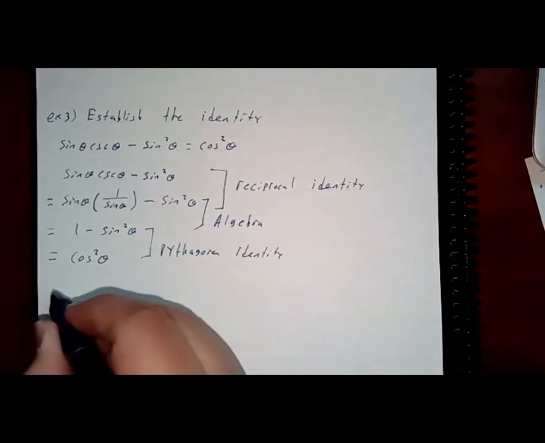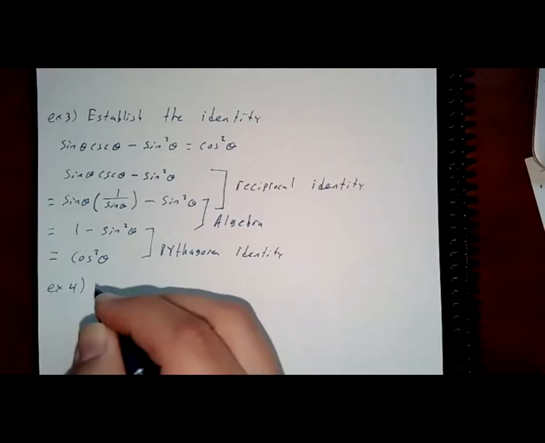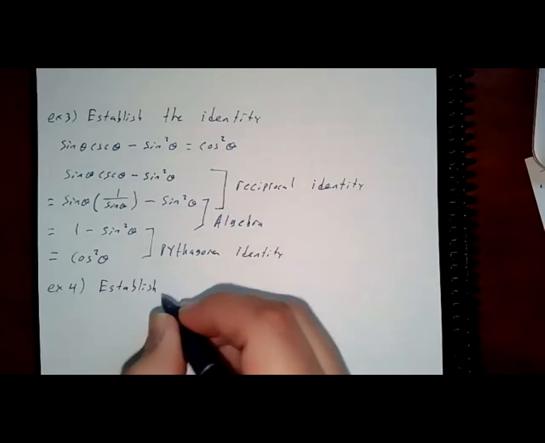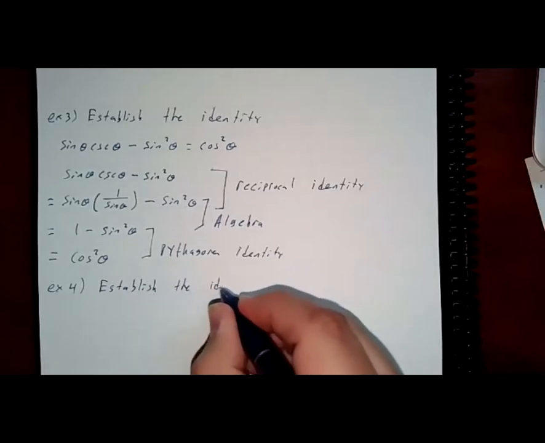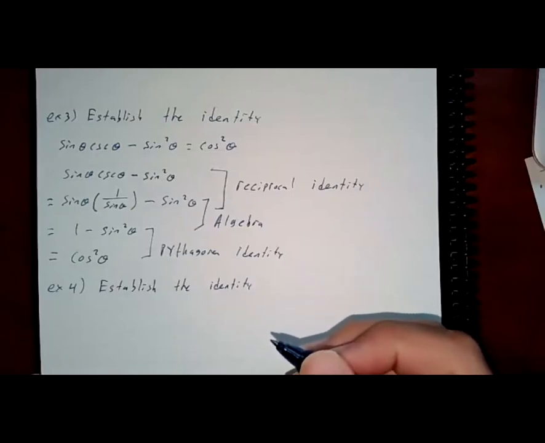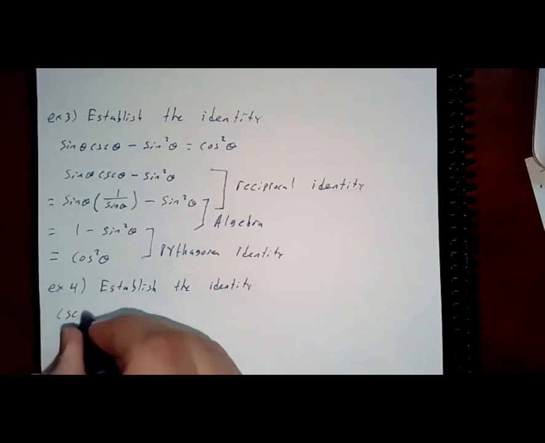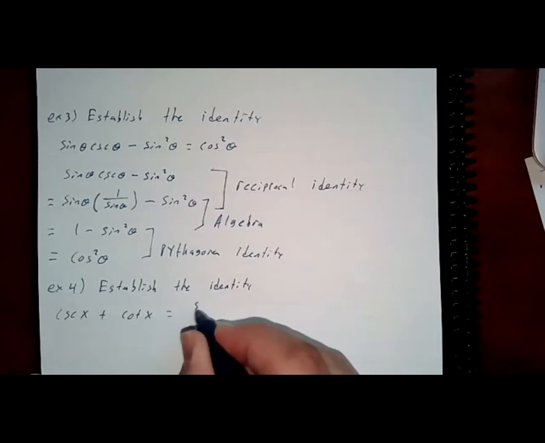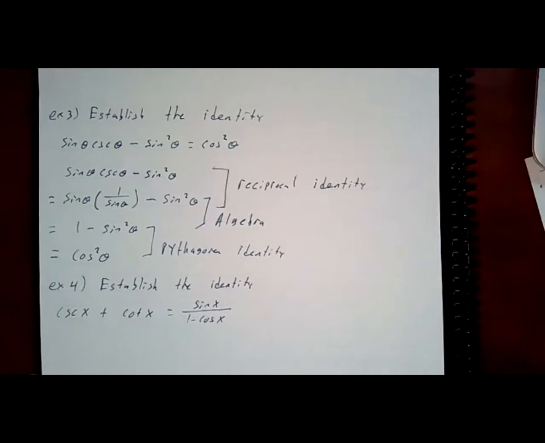Let's do a couple more and then we'll call it a night, I suppose. I'll let you think about this because this takes a lot of practice. Okay. So cosecant x plus cotangent x is equal to sine x over 1 minus cosine x. I'm going to choose, let me guess, the left-hand side, see how that goes.